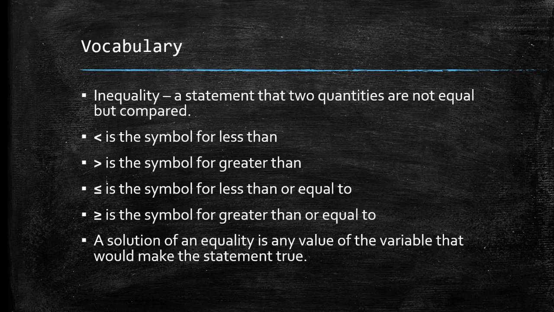If you have the little caret where it starts pointy and gets wider, that's the symbol for less than. If you flip it around, it's the symbol for greater than. If you put underlines underneath them, it's less than or equal to, and greater than or equal to. And a solution of an inequality is any value of the variable that would make the statement true. So if you need to, you can pause the video here and take down any notes that you need.